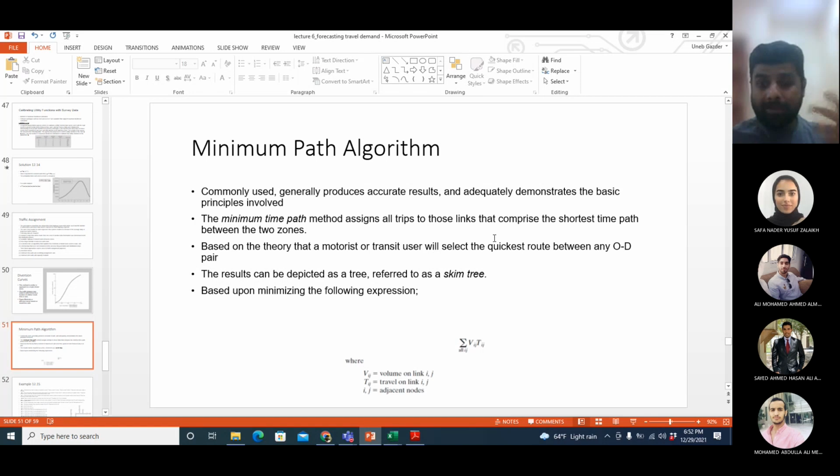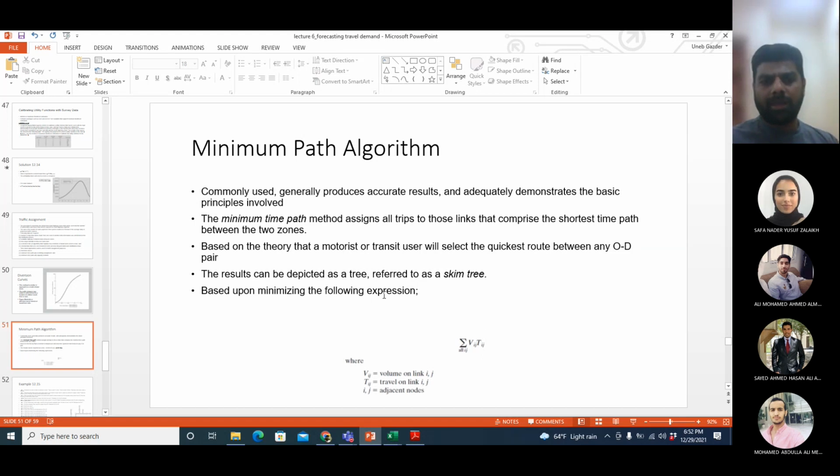Then we have the minimum path algorithm, which is the most widely used, the most commonly used, because it is more accurate and it is easier to understand as well. Minimum path means people will go from one zone to another zone using the least travel time path, the path which gives them the least travel time, the quickest path.